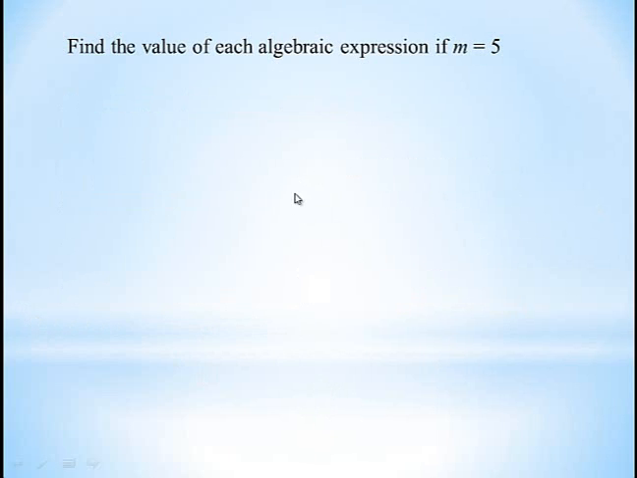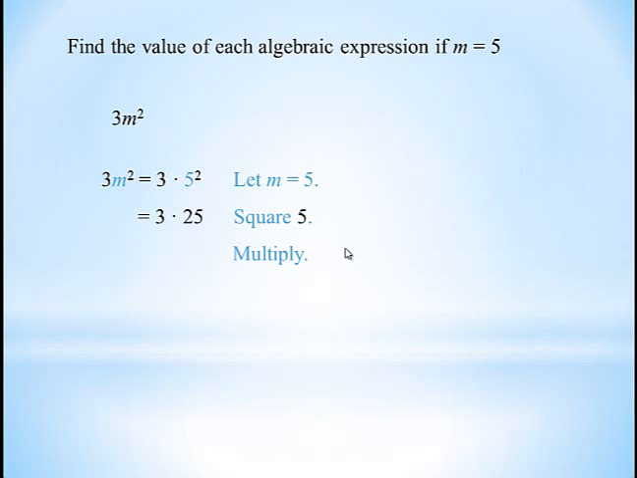For example, let's say that I gave you the expression 3m squared, and I said evaluate this for m equals 5. What you would do is you would plug in 5 for m. So you would have 3 times 5 squared. Following order of operations, what would I do next? I would square the 5, which would give me 3 times 25. And then following order of operations, I would do 3 times 25, which would give me a final answer of 75. Please hit pause and copy this down.